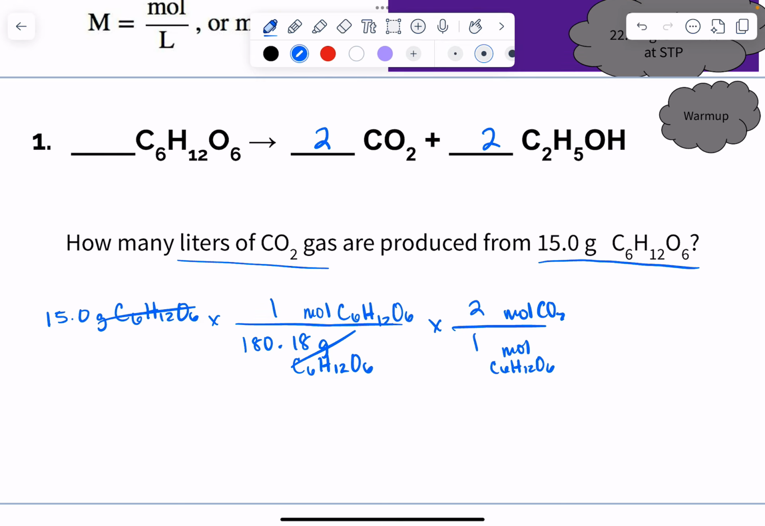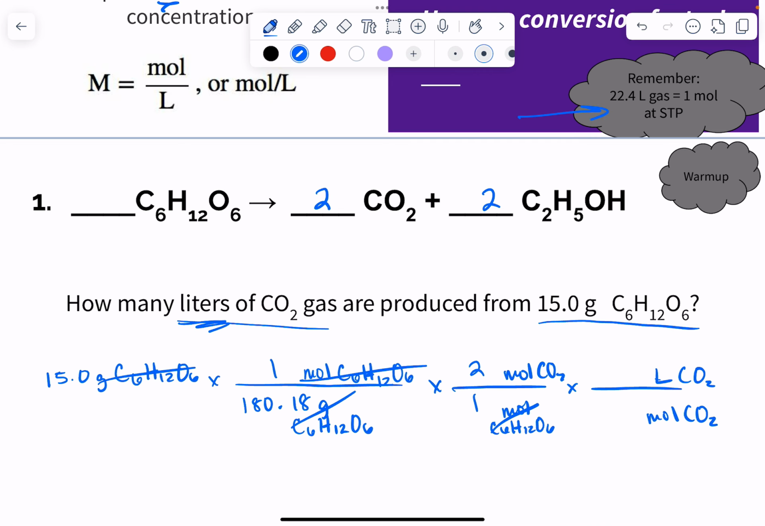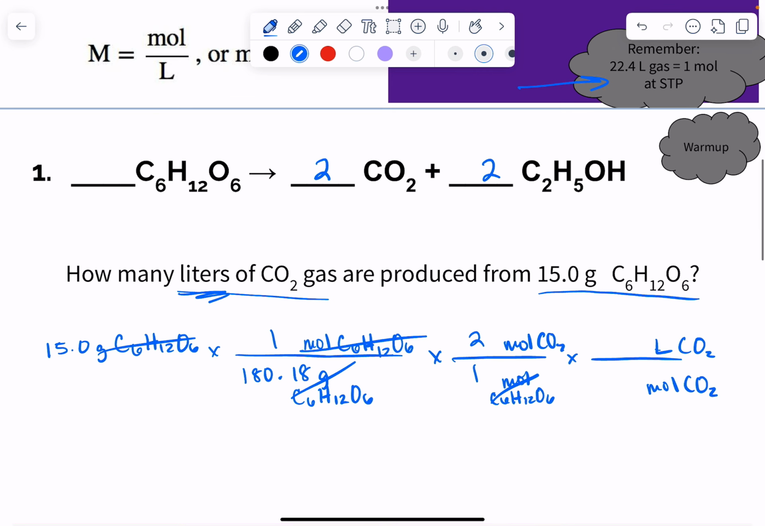into moles of CO2, your desired quantity. It's going to be a 2:1 ratio. And now our last portion is going to liters of CO2 because it's a gas. So moles of CO2 into liters of CO2. And if you remember, 22.4 liters of any gas is 1 mole at STP. So we're going to assume here we're at STP. It doesn't say otherwise. So 22.4 liters per 1 mole.